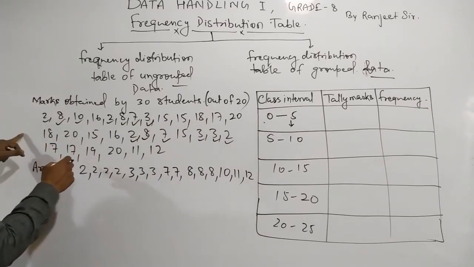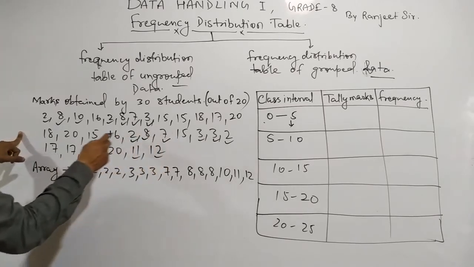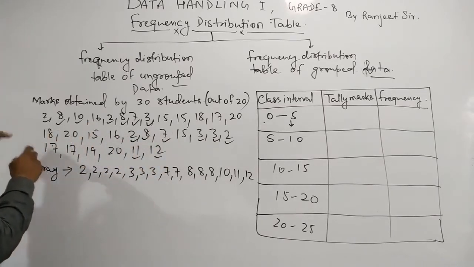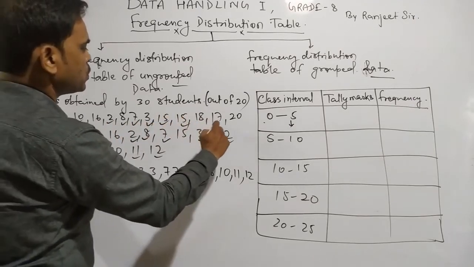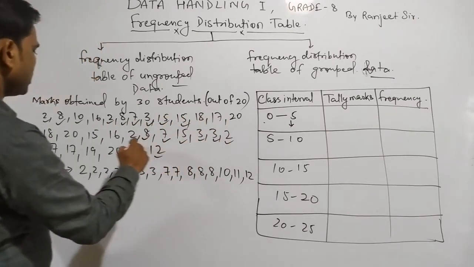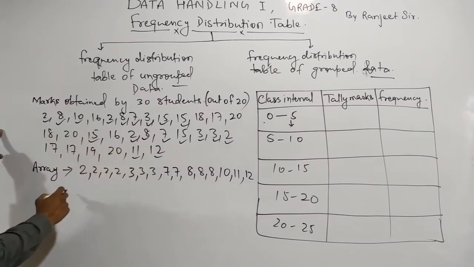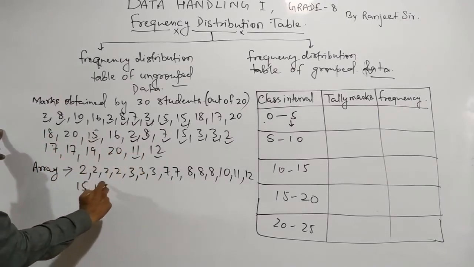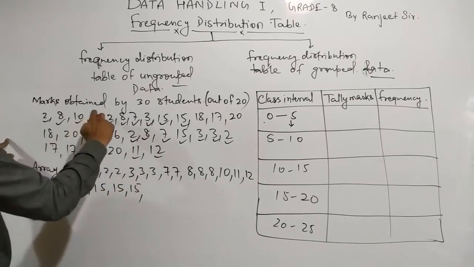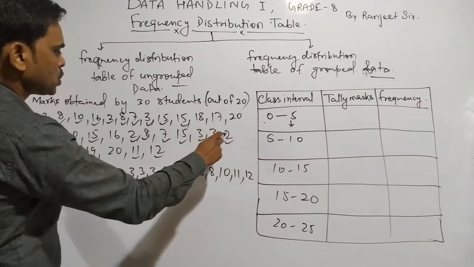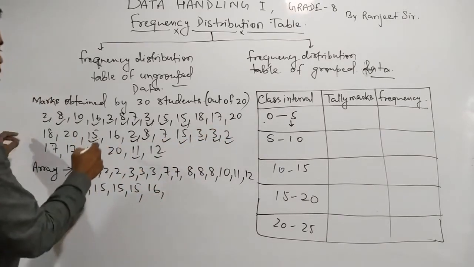14 is anywhere else? 14 is not there. 15 is somewhere else. 15 is 1, 2, 3, 4, okay, 4 times. 16 is here one time. Any more? We'll check. One time only.